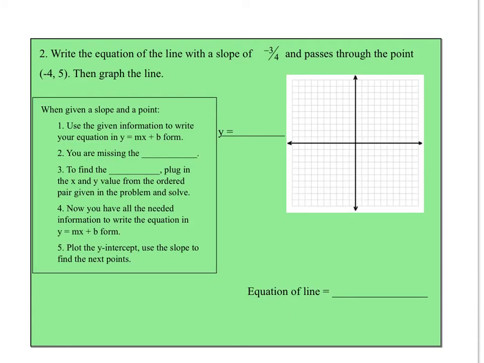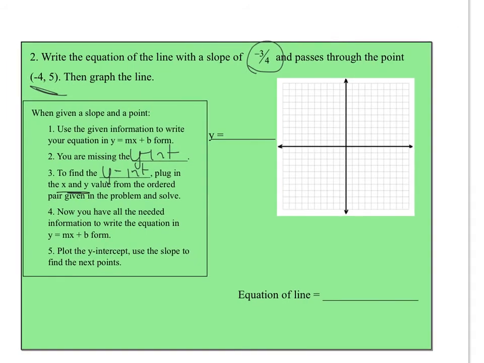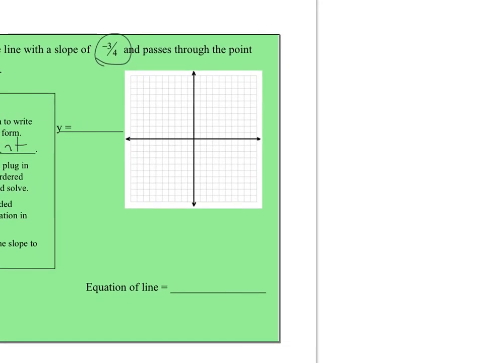So, an equation of a line with slope of -3/4 that passes through (-4, 5). So you're missing the y-intercept. To find the y-intercept, plug in the x and y value from the ordered pair given in the problem and solve. So here's what I do. If I start off with y equals mx plus b, I know the slope is -3/4, so I can put that in.